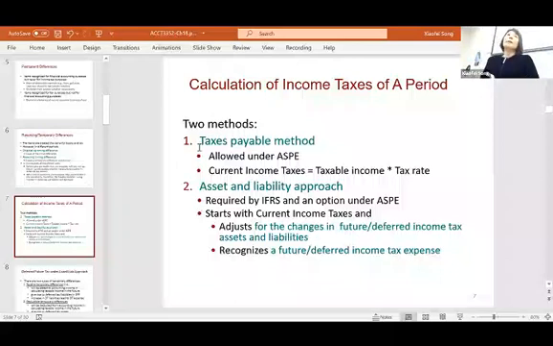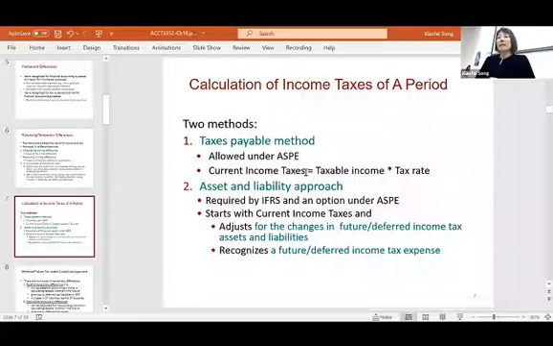The first one is called the tax payable method. This one is the simplified method. So it's allowed under ASPE, but not under IFRS. Okay, so you prepare your income statement, come to income before tax, you stop. And then you go to do your tax return. And on the tax return, whatever tax payable is, you have to send the check. That will be your income tax expense. That's it.